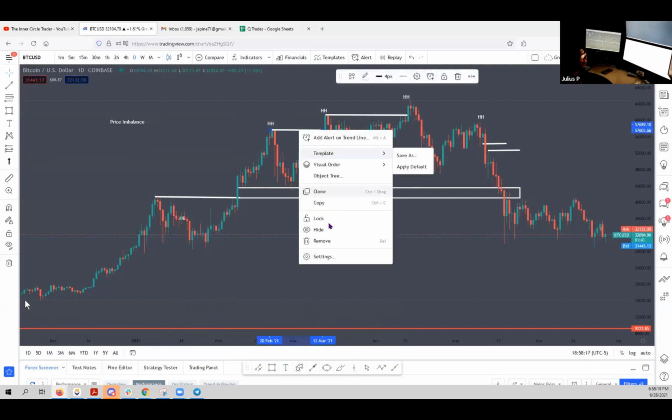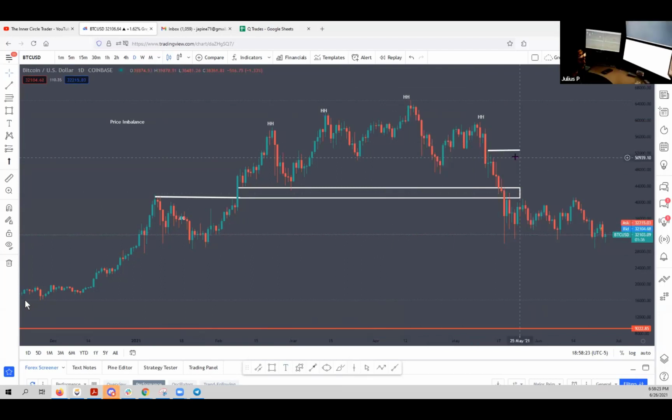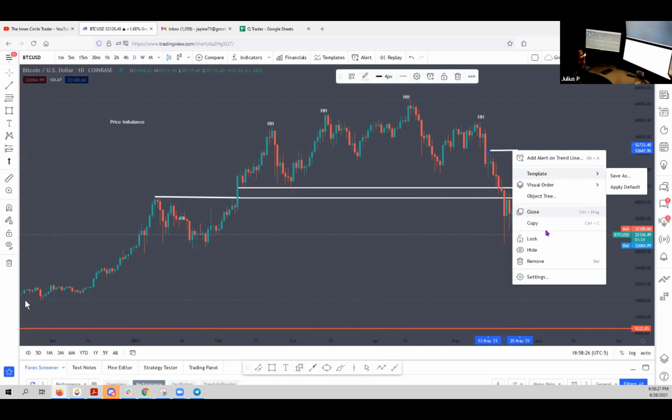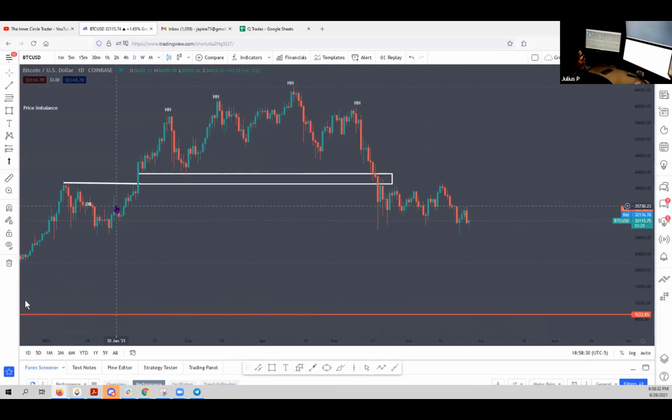What is the resistance? Why is it a strong resistance? The price imbalance point. Why did I call that strong resistance? Because I've looked at enough charts to know how significant that was when I saw it.